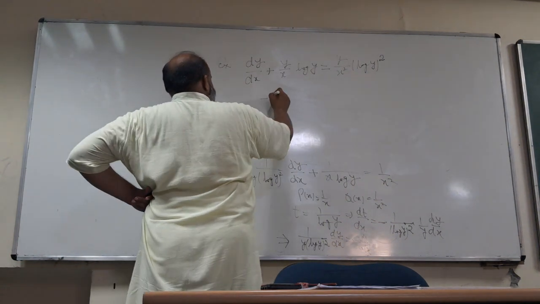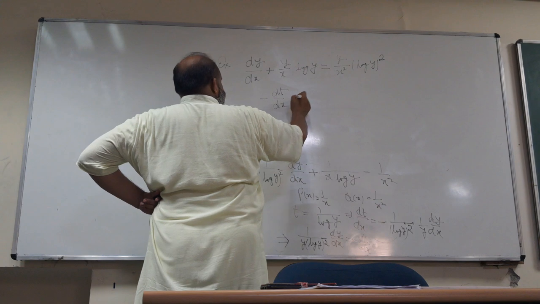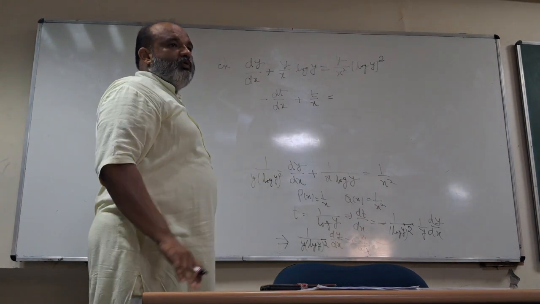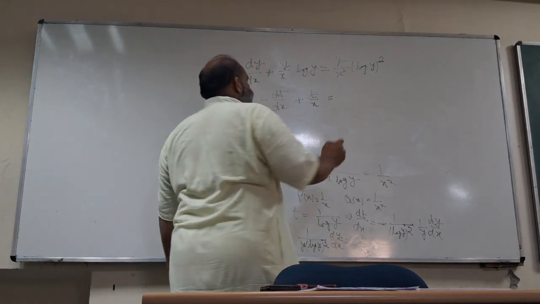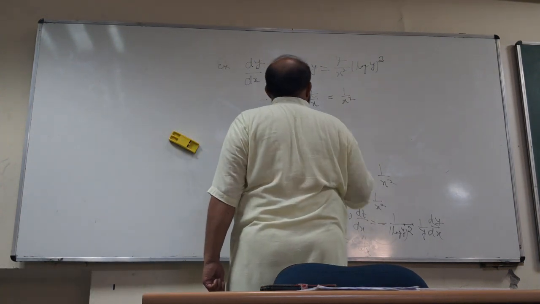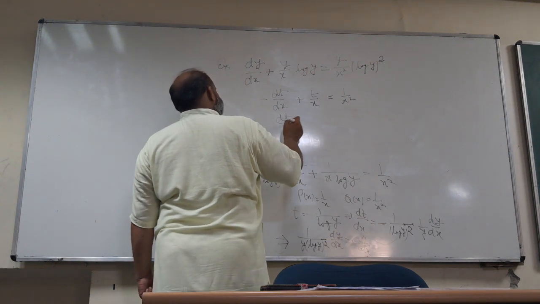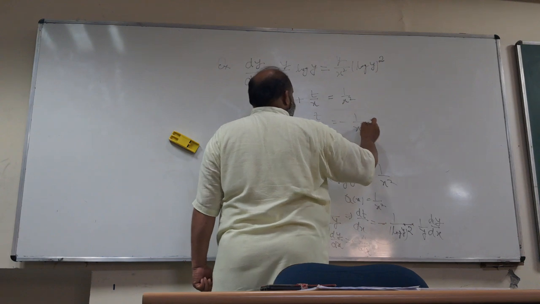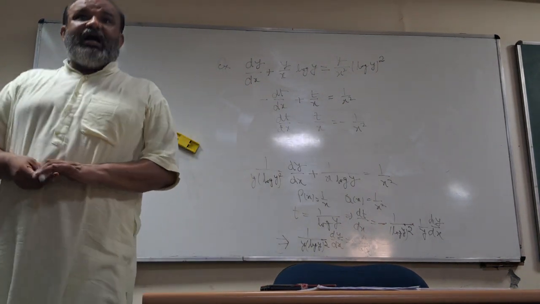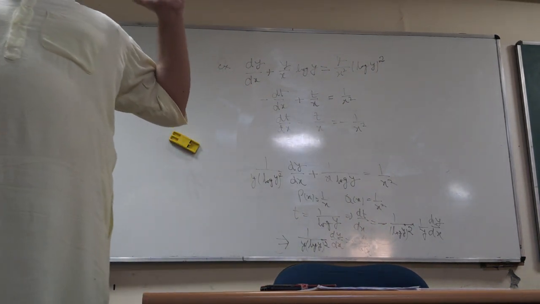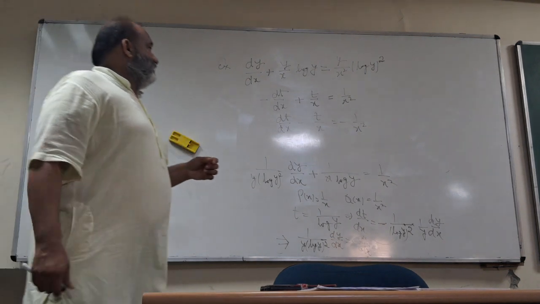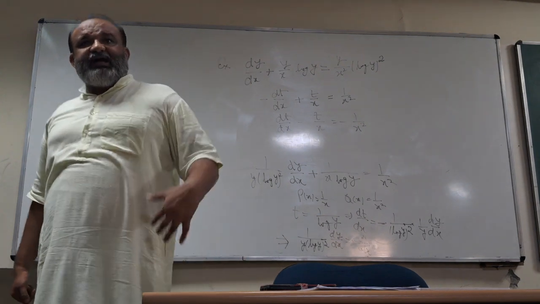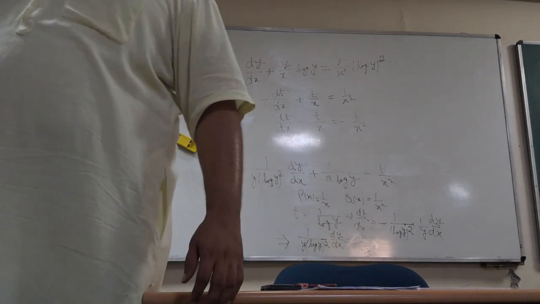Then I shall have dt upon dx plus d upon x is equal to 1 upon x square. And this will be dt upon dx minus d upon x is equal to minus 1 upon x square. So now this is a linear one, a linear one in t, dt upon dx. Now you can solve it. I'll leave it as an exercise for all of you. Okay?